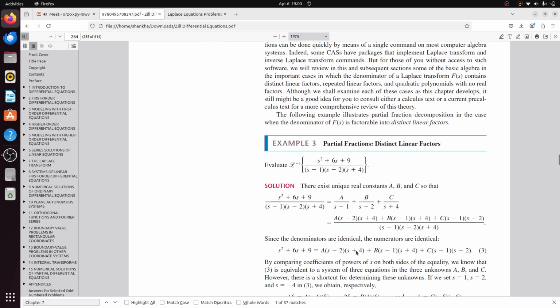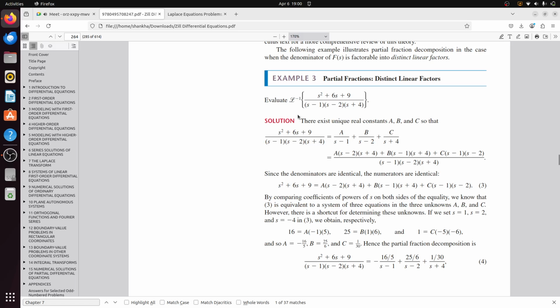Next, partial fraction. This is also very important. Inverse Laplace transformation of s square plus 6s plus 9 by s minus 1, s minus 2, into s plus 4. So here I am giving you one hint, that if in the denominator you have terms like s minus 1, s minus 2, s plus 4, which if you multiply give s cube, there is no repeated term, so you need to write it as a by s minus 1 plus b by s minus 2 plus c by s plus 4.